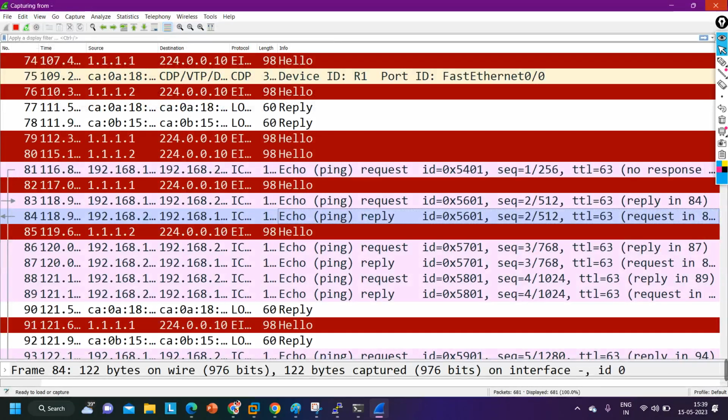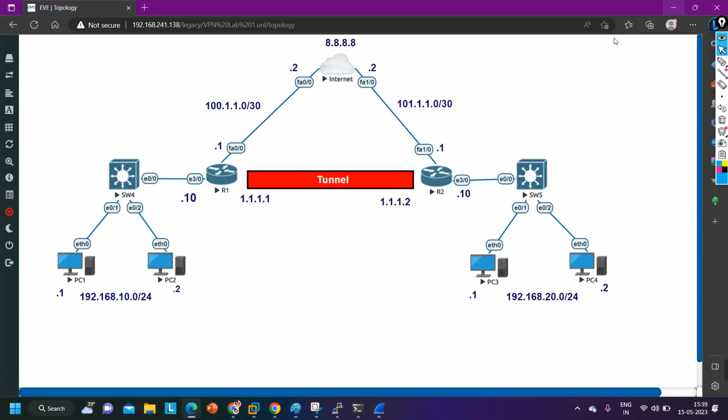So to encrypt the traffic on the tunnel, we have IPsec. We have the concept of IPsec. This is part of security. Now, can you give me just 1 minute?